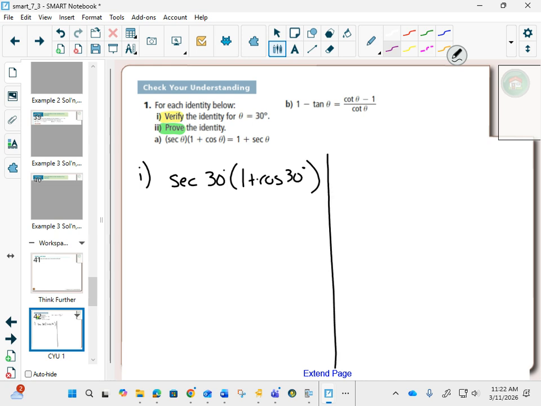draw my straight line, and just like a proof, I need my left side to equal my right side. But I'm only checking it with 30 degrees. So, cos of 30 degrees is on your unit circle. What is cos of 30 degrees? Let's do that one first. 1 plus, root 3 over 2 or 1/2?